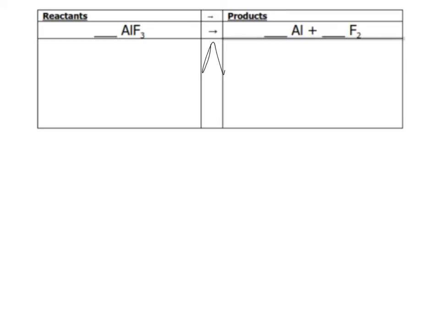In the third example, I've got aluminum and fluorine. I'm going to do my inventory for my reactants. I've got 1 and 3. And my products, I have 1 and 2. Whenever you see a 3 and a 2, the only way to balance those is to get 6. So on my side with 2, I'm going to do a 3.